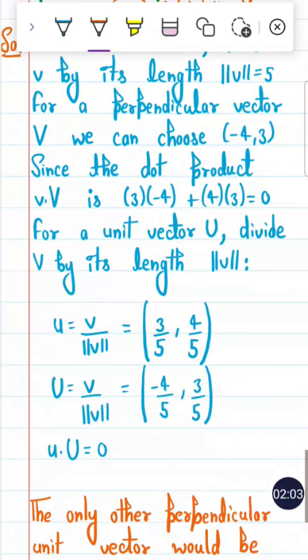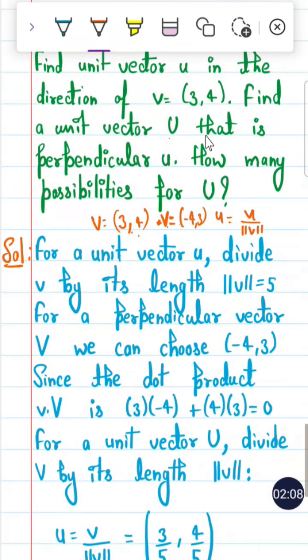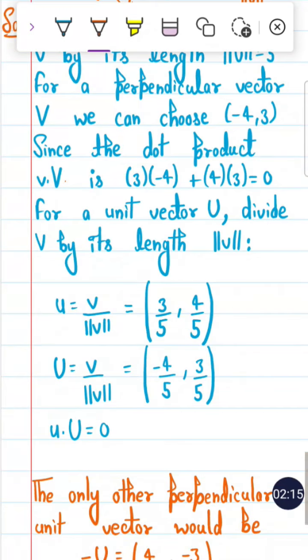For a unit vector capital U, what we have to find secondly is the capital U. Now we will find the capital U for the perpendicular vector capital V, right? So capital U is given by V upon norm of V, which is (-4/5, 3/5), because V is (-4, 3), and the norm of V is the square root of 16 plus 9, which is 5, right? So (-4/5, 3/5).